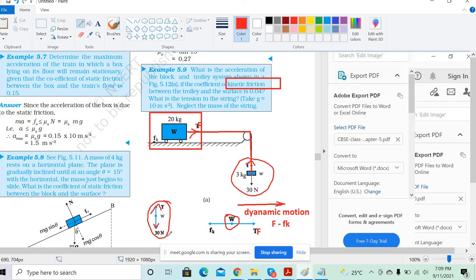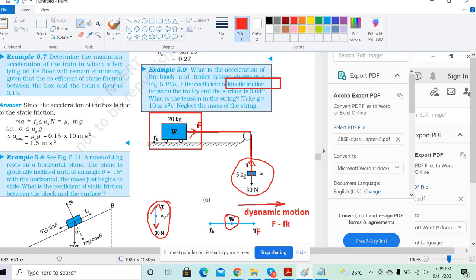Perfect. So that's what is being done now here. Now the question is, we need to find the tension in the string. It is already in motion. The coefficient of kinetic friction is already given, that you can easily calculate using the formula F equals mu N. That force should be equal to mass times acceleration, the net force here.